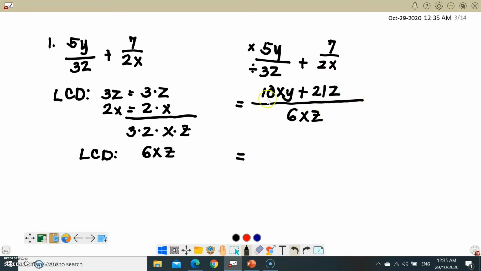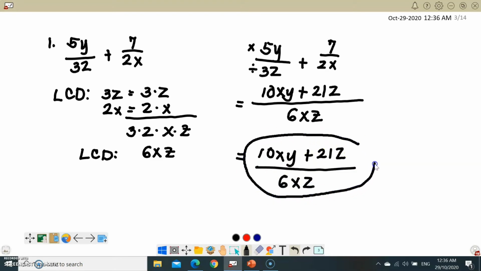So let us simplify. Are there common factors of 10xy plus 21z? We can use the greatest common factor. So none. Therefore, the numerator is non-factorable. Same as with the denominator. So we cannot cancel common factors from the numerator and the denominator. That means 10xy plus 21z over 6xz is now in its simplest form, and this would be the sum of the given rational algebraic expression.